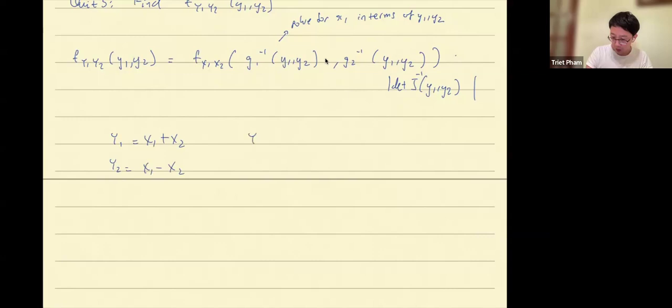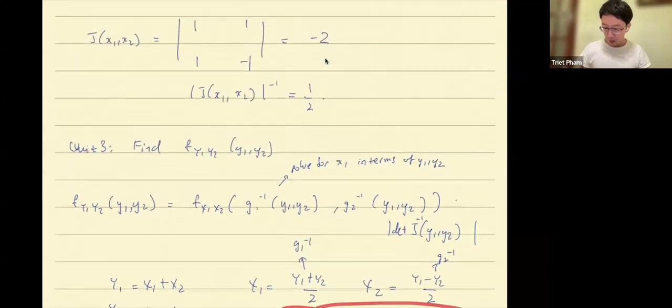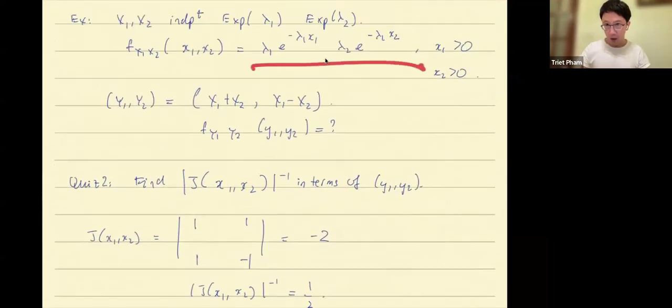So clearly, x1 is y1 plus y2 over 2, and x2 is y1 minus y2 over 2, right? So this is what we mean by G1 inverse and G2 inverse, right? And so you will plug it in. So let's just finish the problem and I'll tell you one more thing. So you just plug this into the function.